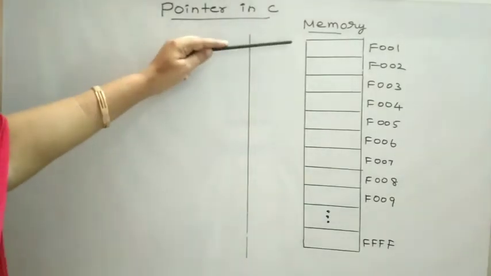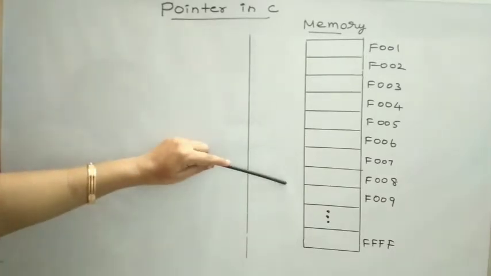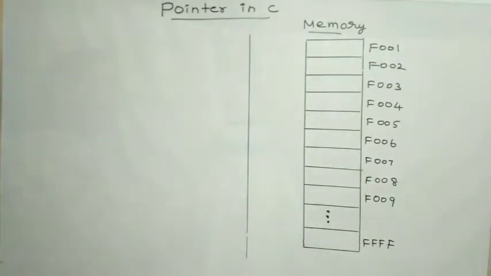How has your memory been organized? It is divided into a number of locations, wherein each and every location is assigned a memory address. Basically, these memory addresses are hexadecimal values. Now we move on to pointers.